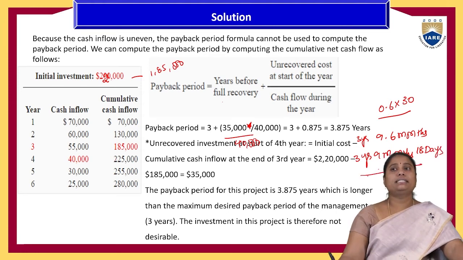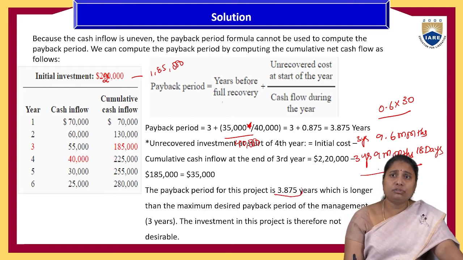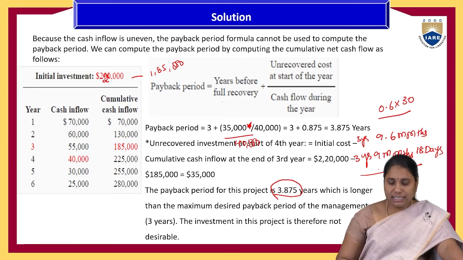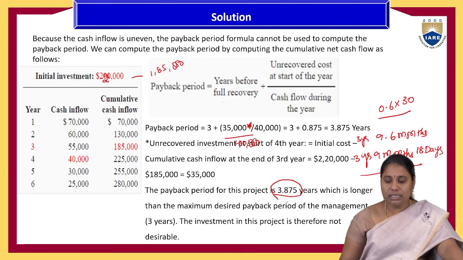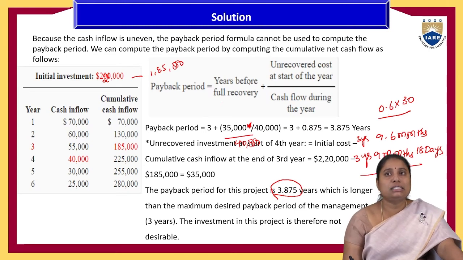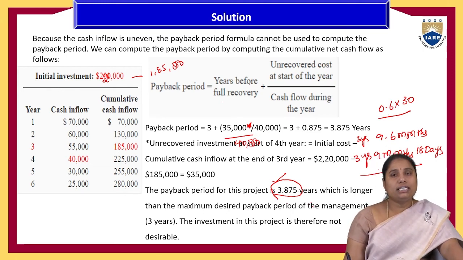So 3 years, 9 months, 18 days it will take to get back their amount. Or you can simply keep it in terms of years. Now, observe this problem: they wanted to recover the initial investment within 3 years. But the time actually taken to get the investment back is 3.875 years. So the desired period is less than the expected one. So the project is not desirable and is rejected, because the estimated payback period of the project is more than the desired payback period of the company.